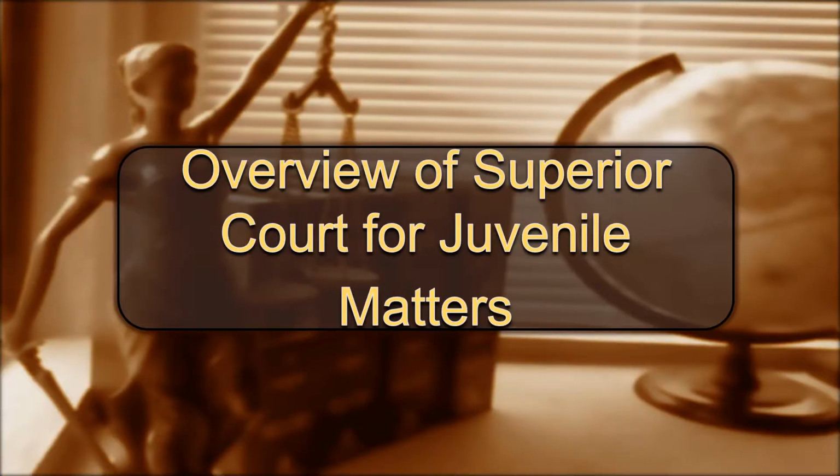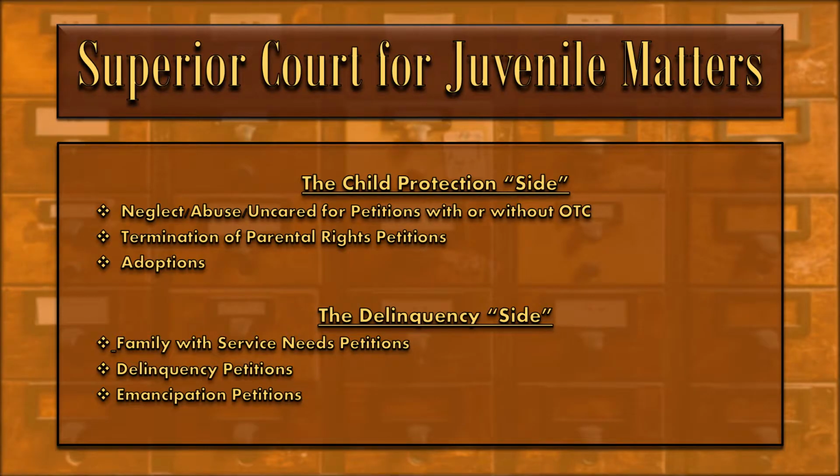An overview of Superior Court for Juvenile Matters. The Superior Court for Juvenile Matters consists of two sides, the child protection side and the delinquency side. The child protection side handles neglect, abuse, or uncared for petitions with or without orders of temporary custody, termination of parental rights petitions, and adoptions. The delinquency side handles family with service needs petitions, delinquency petitions, and emancipation petitions.